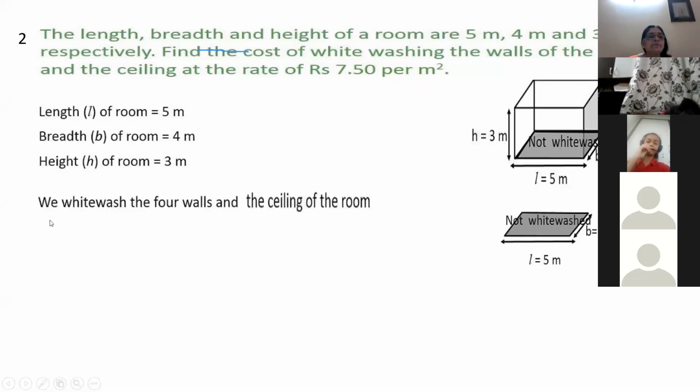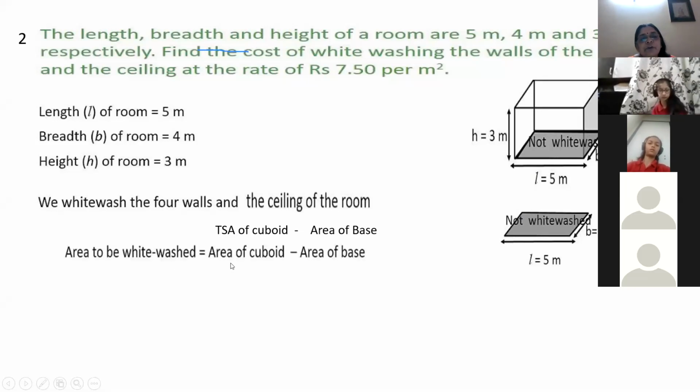Okay. Now we whitewash 4 walls and the ceiling of the room. So what we are not whitewashing? Floor. Okay. So what we have to do to find this portion? Area of cuboid minus area of base. ओके, ऑल 6 साइड्स का हम फाइंड करते हैं और अंदर से बेस निकाल देते हैं. नाउ बेस का फॉर्मूला क्या होगा? L into B. So area to be whitewashed is the area of the cuboid minus area of base.